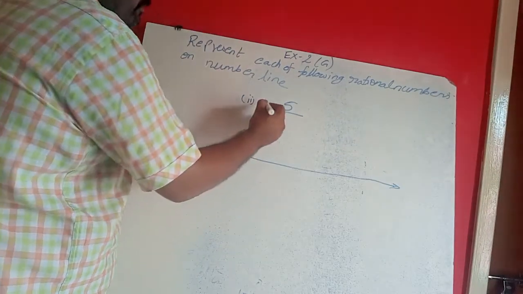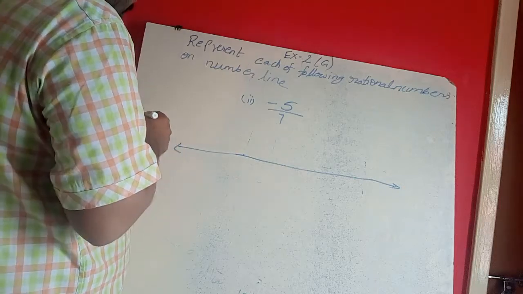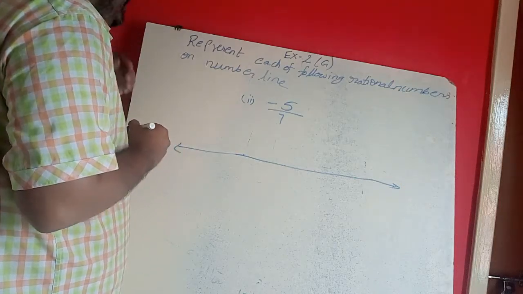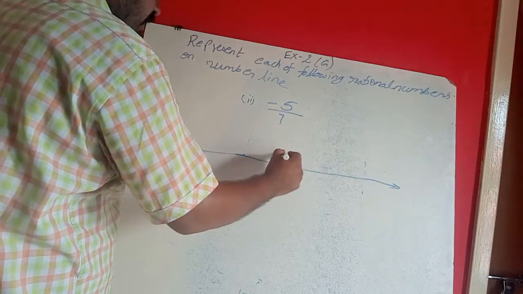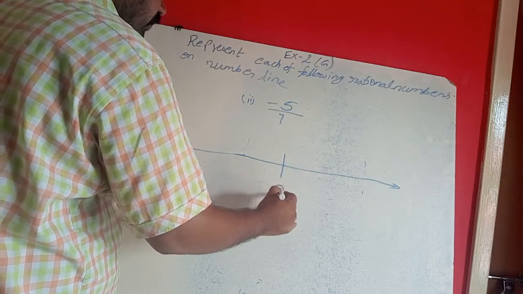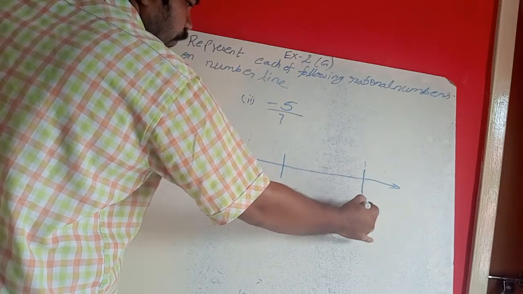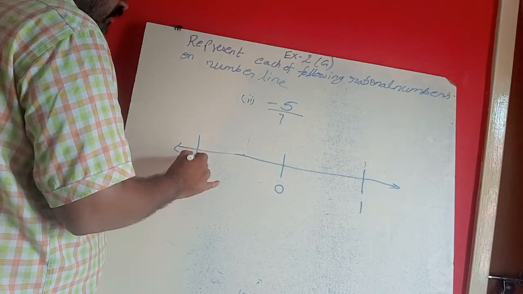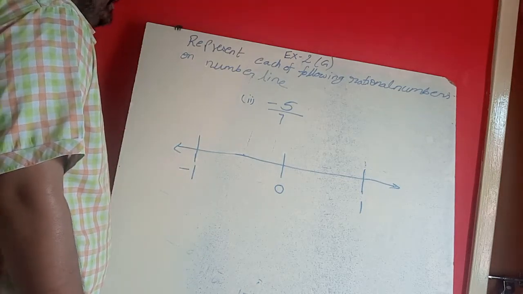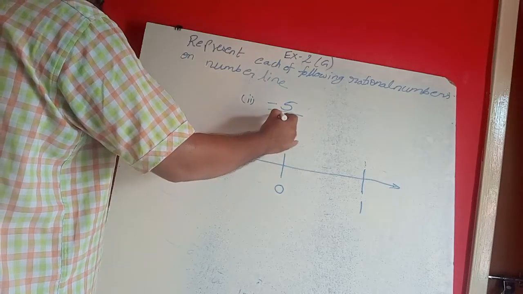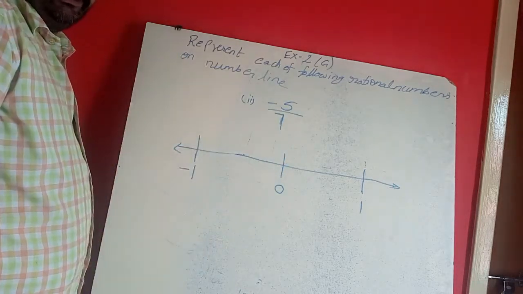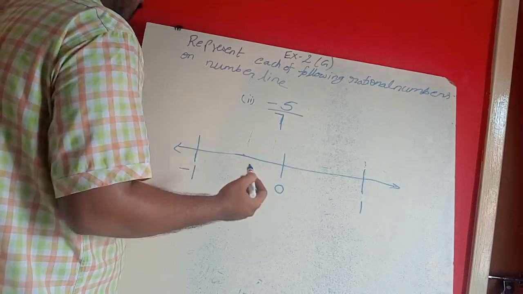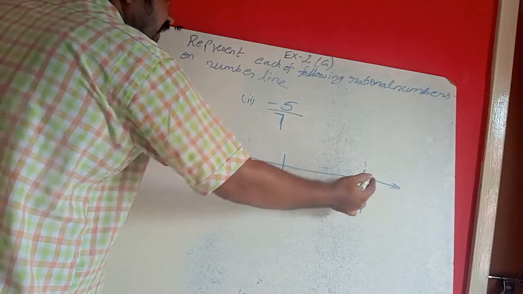So here is the next sum, minus 5 by 7. Each and every sum we have to do like this only. First, the middle one we keep as 0. Take a little gap, put 1. Take a little gap, put minus 1. Now what do we have to mark? The denominator is 7, so mark 7 lines between these two numbers.